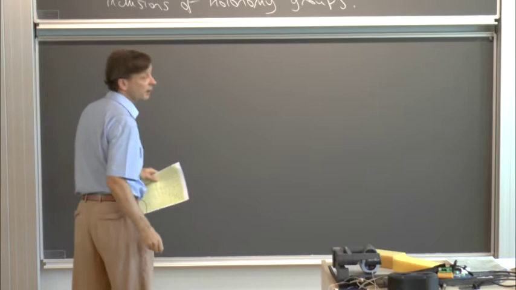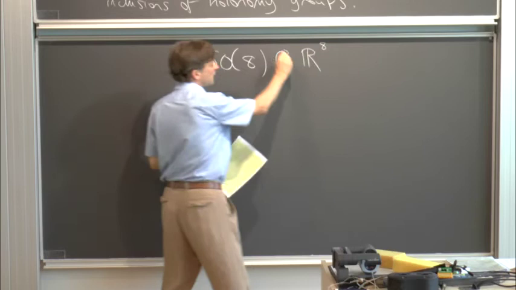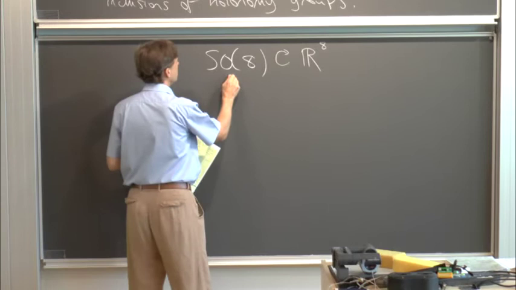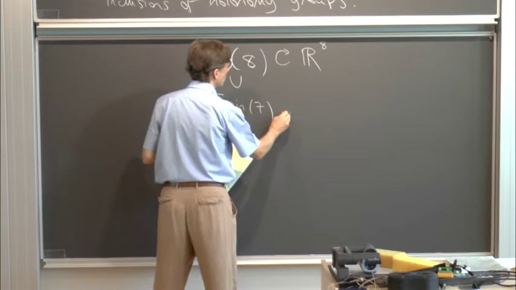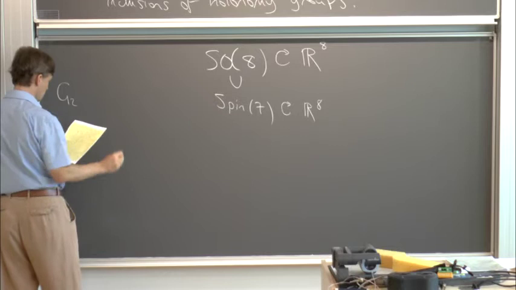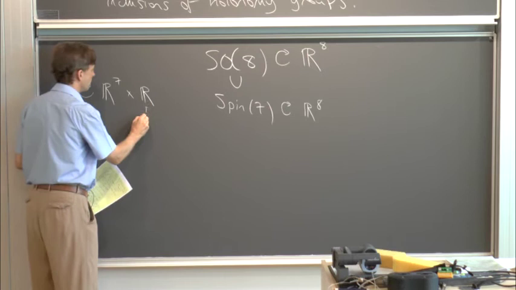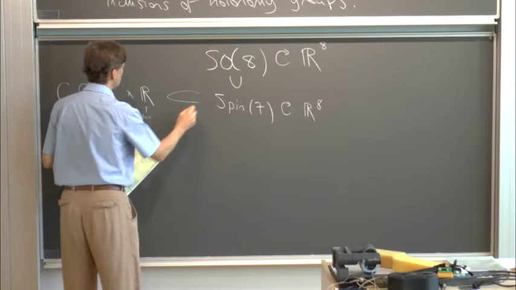So let's start with SO(8), and then the space it acts on. This round arrow means "acts on". So SO(8) acts on R^8. Sitting inside this is Spin(7), also acting on R^8. I'm going to have a column here, a column there. So let's say on the left we've got G2 acting on R^7 × R, where the action of G2 on the R factor is trivial. So that G2 is contained in Spin(7) as a subgroup.